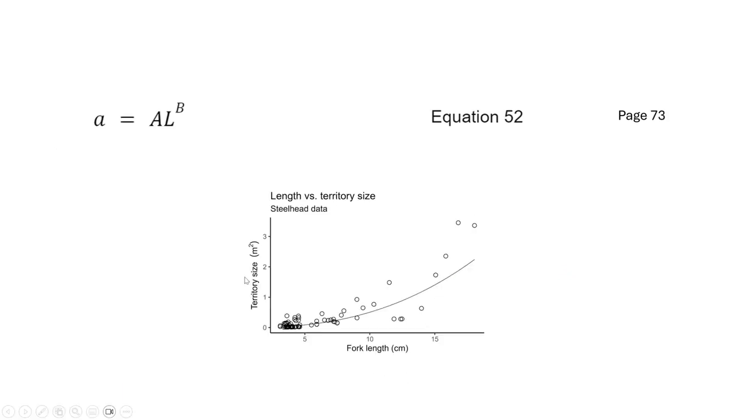What's this? Fork length versus territory size. It just gets larger as they go up. There's just an A and a B, so it's a pretty straightforward equation there. The equations and where they are in the manual are also referenced in all these slides if you want to see them.